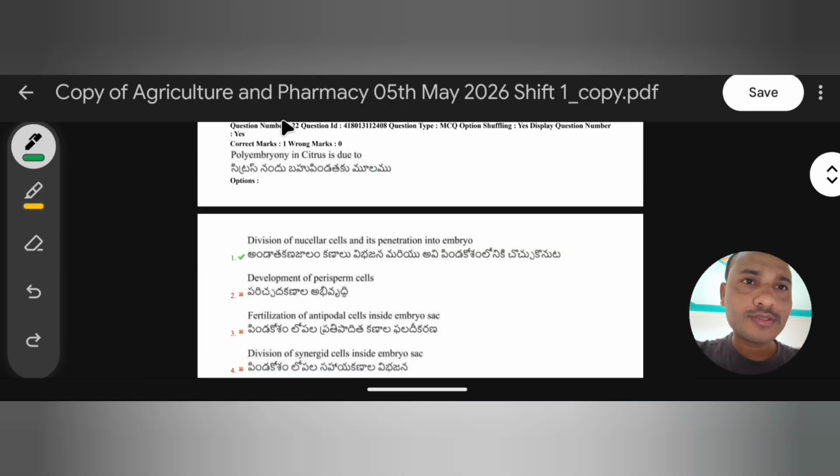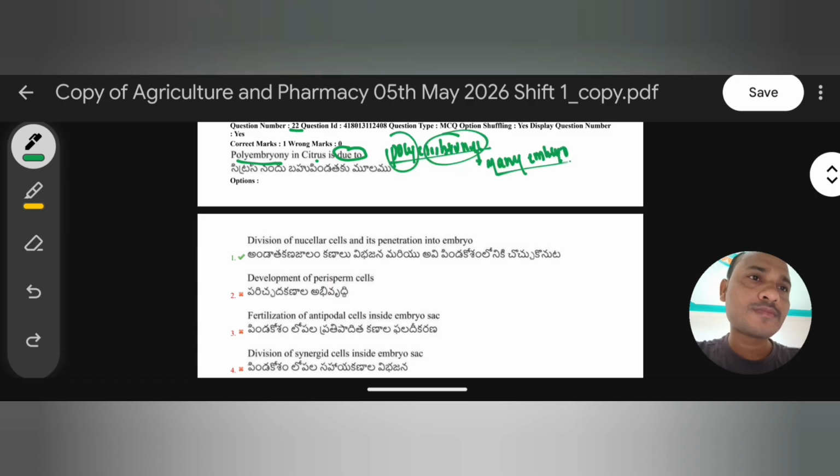Next one, 22nd question: polyembryony in citrus is due to. So we'll discuss what exactly polyembryony is. This polyembryony concept is generally present in a single seed only, remember. Polyembryony forms without fertilization or sometimes with fertilization. What exactly is the meaning of poly? In the name itself, poly means many, embryo means embryo. So many embryos in a single seed.